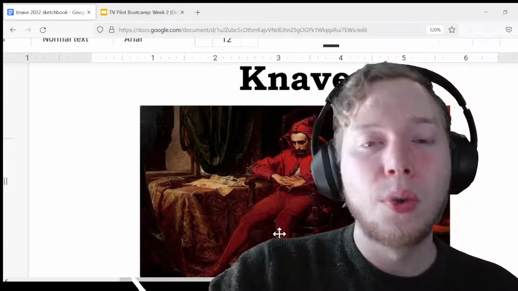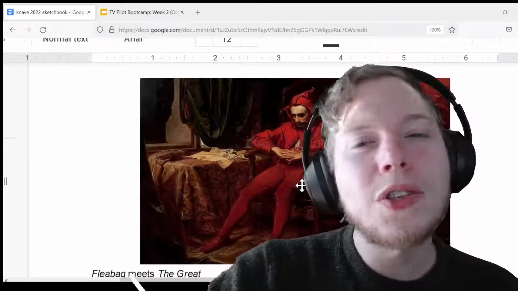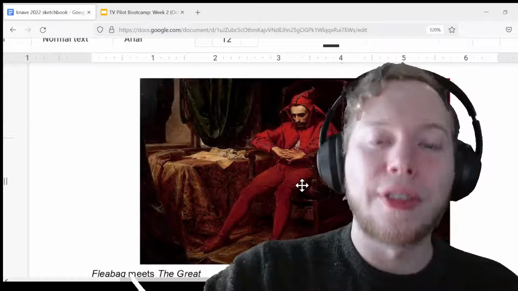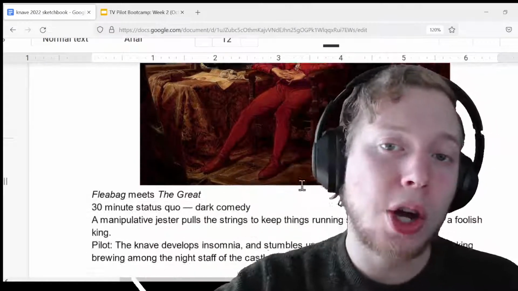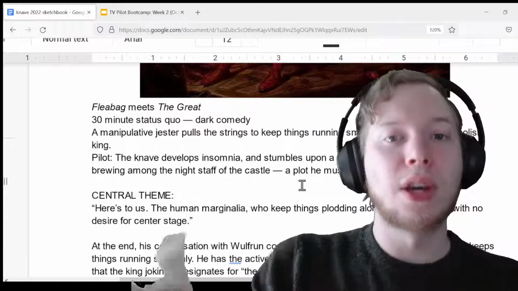It's showing what the knave does. How does he work? How does he operate? And by the end, he's going to change just a little bit, because TV is about very gradual change. And as this is a status quo show, we are setting up many other future episodes without having some big overarching story.